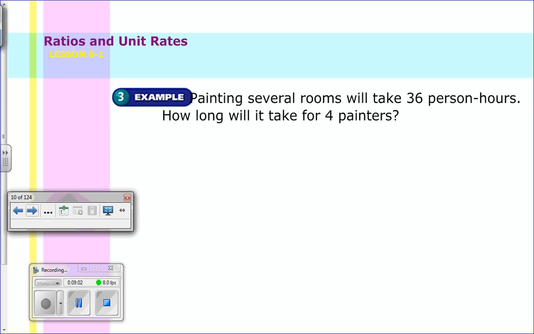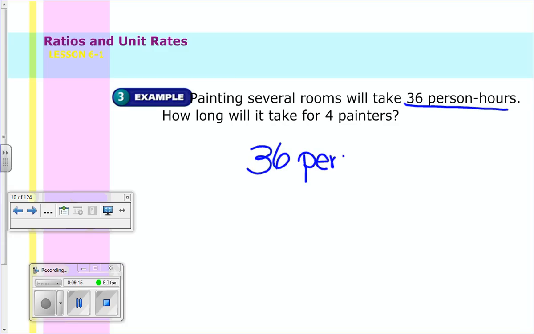So here, painting several rooms will take 36 person hours. How long will it take 4 painters? Well, we take what we know about it. We know there is a room that we have to paint, and it'll take 36 person hours. So meaning, if you only had 1 person doing it, it would take you 36 hours. But supposedly, if you have more people working at it, like 2, then it would only take me 18 hours per person, because there's less you have to paint on your own.